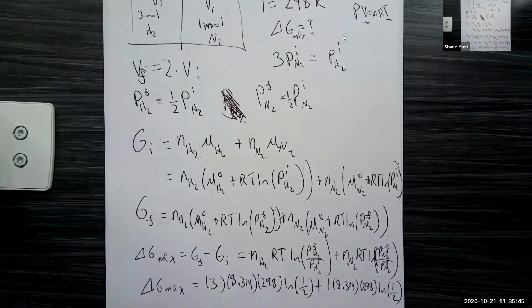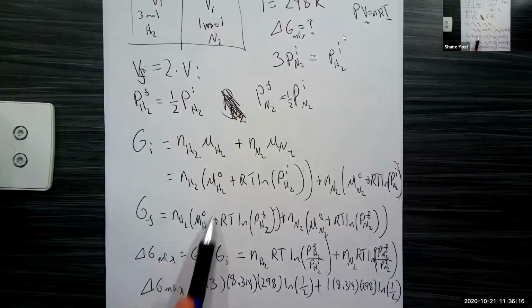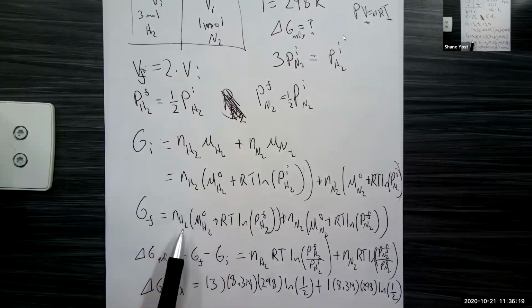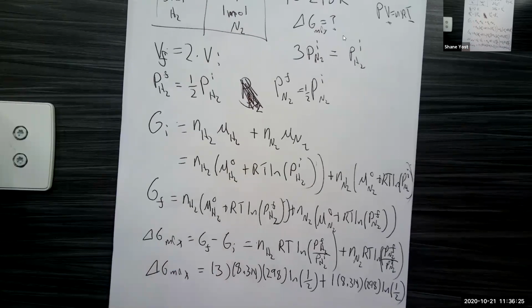What happens to mu for the change in G of mixing? Like, where does that go? In G final we have the mu naught, the standard one. Well, basically because that standard chemical potential is the same initially and finally in the mixtures, and so they cancel with each other. So this cancels that term when I take the difference, because the number of moles of H2 is the same. The number of moles of H2 times its standard chemical potential at 1 bar cancels.